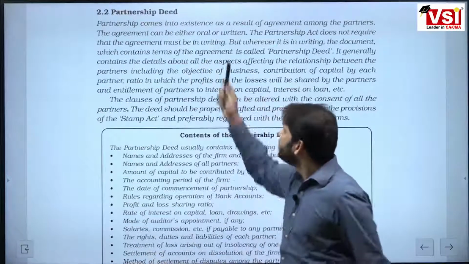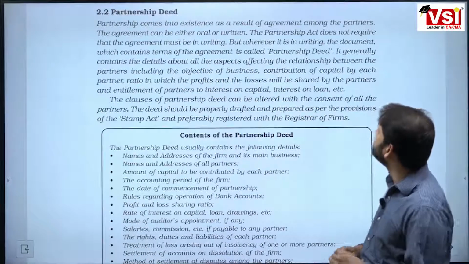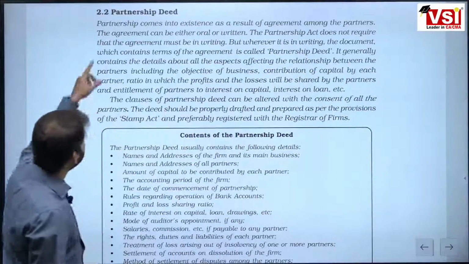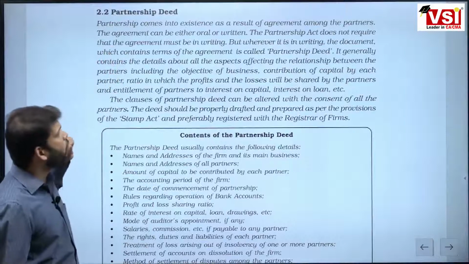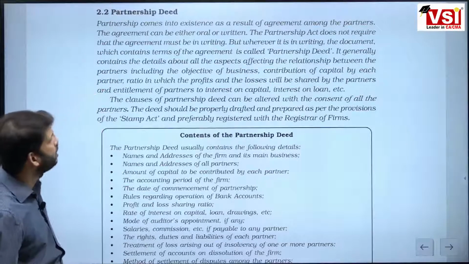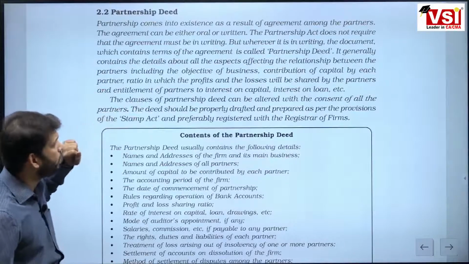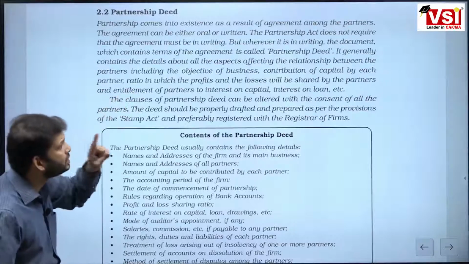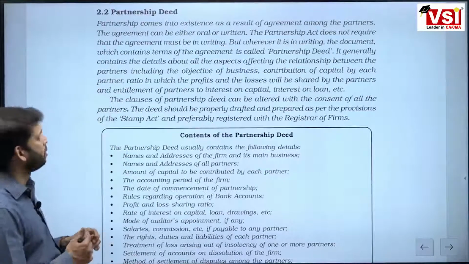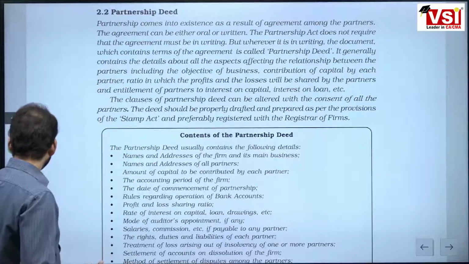Partnership comes into existence as the result of agreement among these partners. The agreement can either be oral or written. The Partnership Act does not require that the agreement must be in writing, okay? But wherever it is in writing, the document which contains the terms of agreement is called partnership deed.